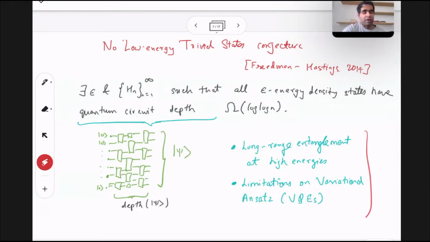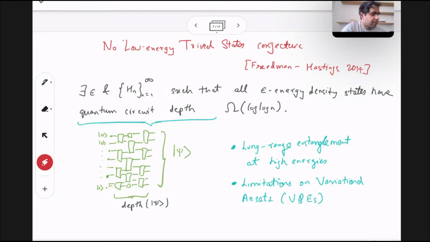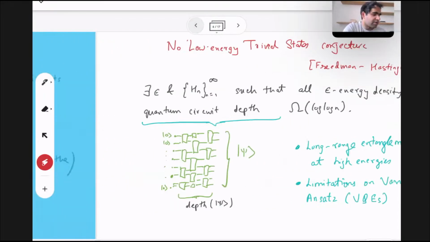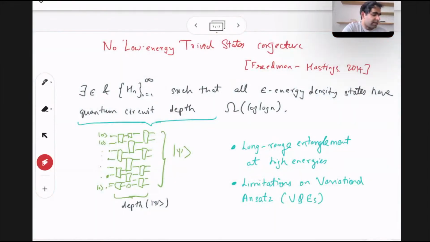In fact, I'll soon point out this conjecture has a lot of interesting motivations. So Friedman and Hastings asked: is there a family of Hamiltonians and an absolute universal constant epsilon such that for all states with energy density at most epsilon times m, the quantum circuit that is required to prepare those quantum states has large depth? It cannot be constant depth. That means it does not satisfy the notion of simplicity as presented in this slide, so they require depth to be at least log n.